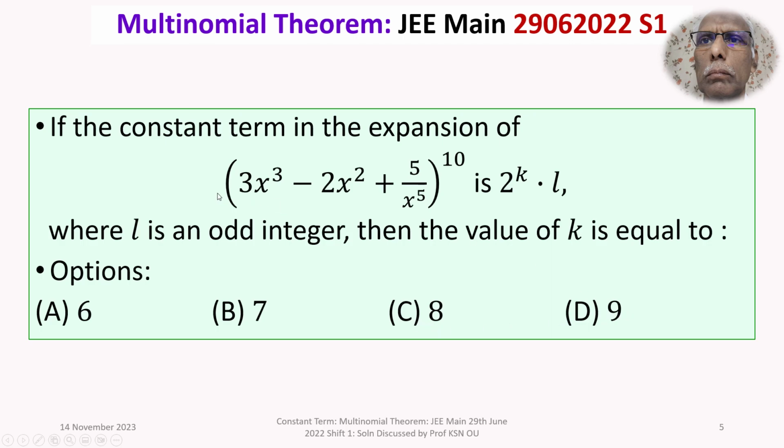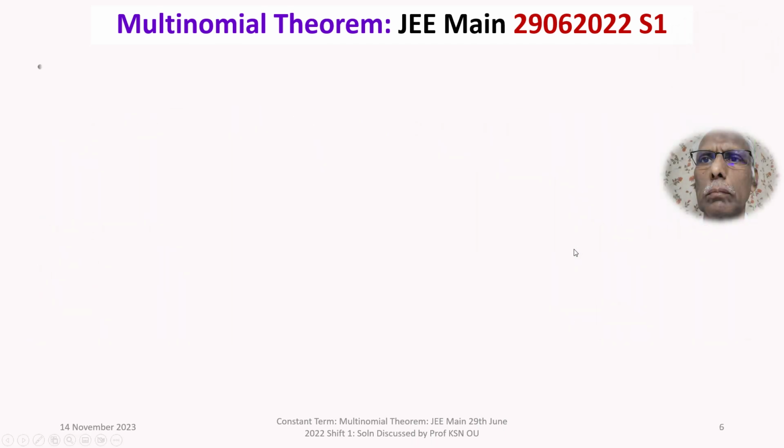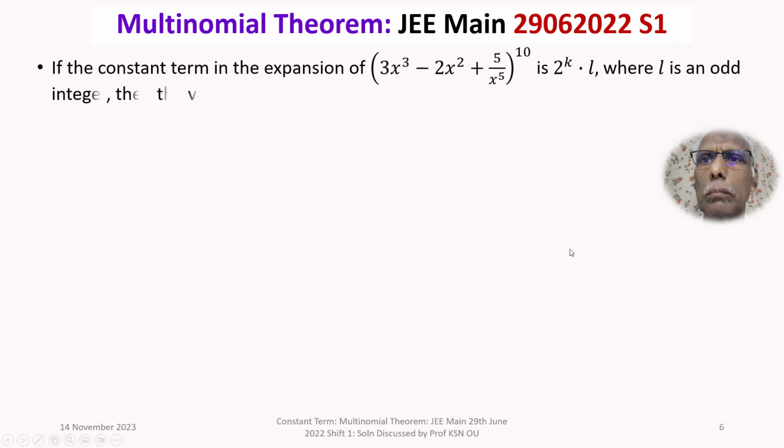We are given a multinomial expansion. It consists of the 3 terms, (3x^3 - 2x^2 + 5/x^5)^10. In this expansion, the constant term is of the form 2^k into L, where L is an odd integer, and we are required to find the value of k. We now discuss the solution of the problem in detail.